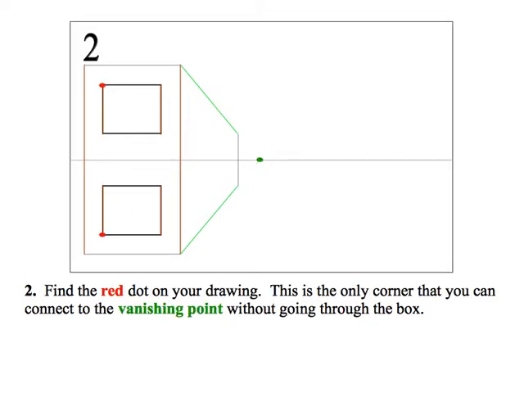Find the red dot on your drawing. This is the only corner that you can connect to the vanishing point without going through the box. Notice that on the front face, it is the farthest corner away from the vanishing point.